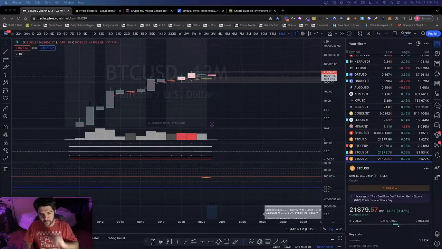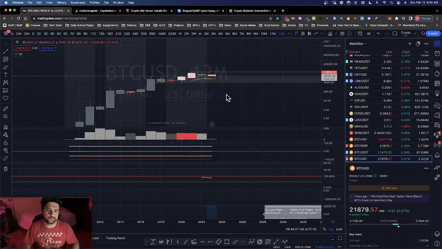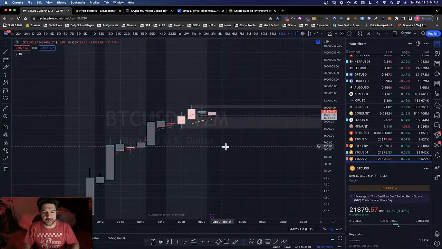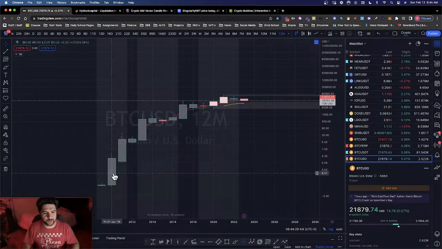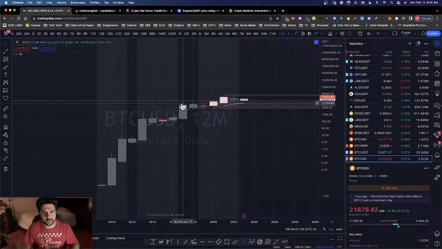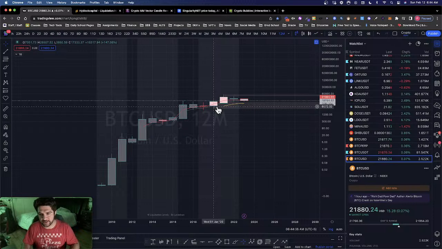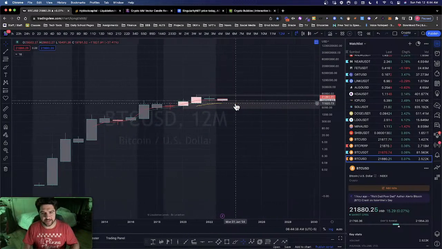Checking out Bitcoin history on Heikin-Ashi's. Up only, right? But when you look at it, it really looks kind of flat. I know the range is like 6,000 to 70,000.